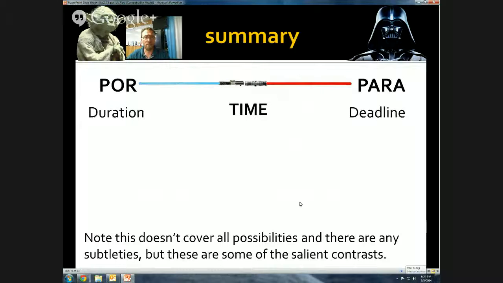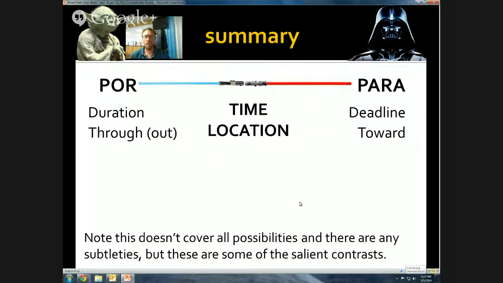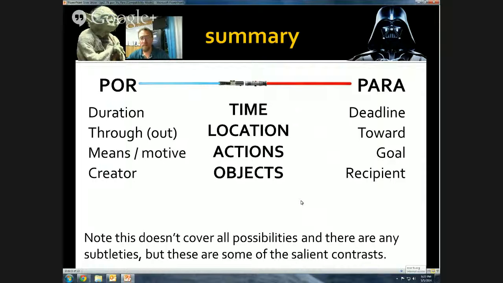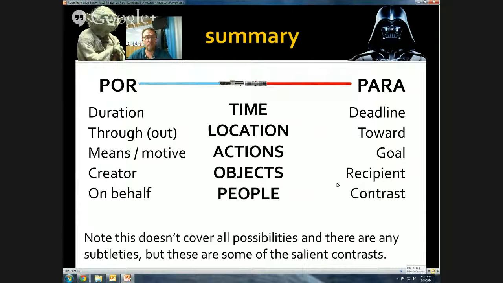We have time, duration versus deadline. We have location, through versus toward. And then we've got actions. Are you means-oriented or are you goal-oriented? Then an object. Did you make the object or are you sending the object somewhere else? Or rather, are you receiving the object? Be the recipient. No? People. Is this on behalf or on part of someone else or contrasting?